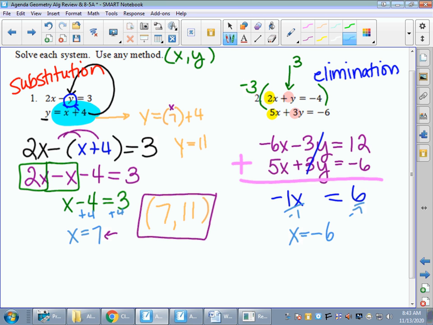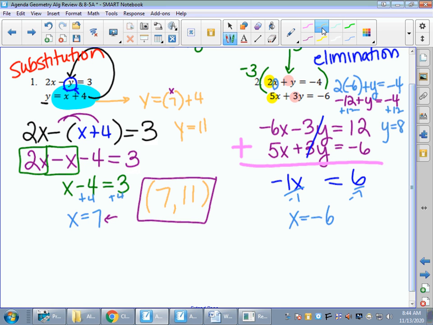That's a negative 1. But I'm not done, right? Because my answer has to be an ordered pair. So I'm going to go back to either equation, and I'm going to substitute in the negative 6 for one of the x's. I'm going to pick the top equation because the number seems smaller. You can use either equation. So 2 times negative 6 plus y equals negative 4. Let's see, so negative 12 plus y equals negative 4. And then I'm going to add 12 to both sides. So y equals 8 according to my calculations. Hopefully I'm right.